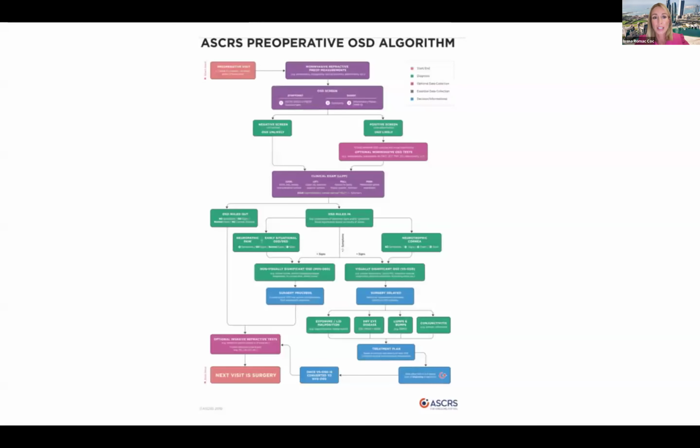In 2019, the ACRS preoperative ocular surface disease algorithm was created by the Cornea Clinical Committee of the ACRS. And the purpose of this algorithm was to simplify screening for ocular surface disease before refractive and cataract surgery. This algorithm recommends screening for ocular surface disease.